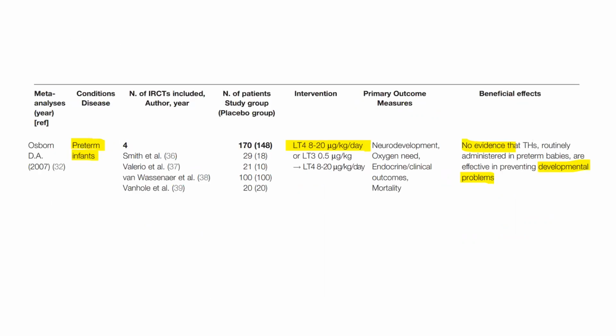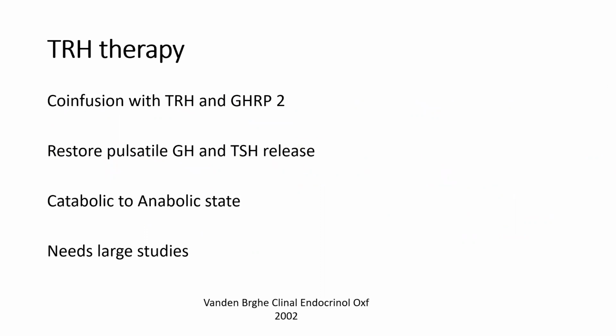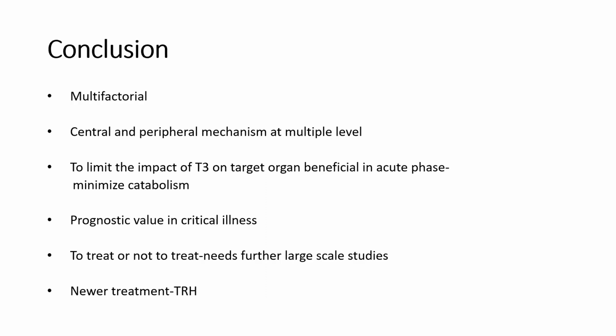Then other newer modalities of treatment, like co-infusion of TRH with growth hormone peptide GHRP-2. TRH will restore the pulsatility of TSH release. It will be anabolic, less catabolic, and improve the critical illness status. But it requires larger randomized controlled studies. As such, there is no proven benefit for now for TRH and GHRP-2 co-infusion.